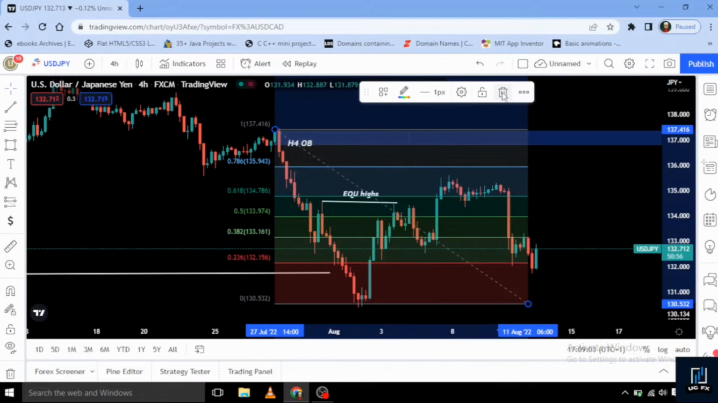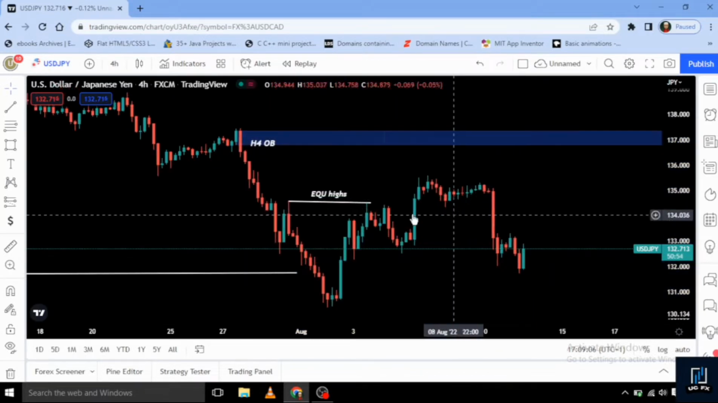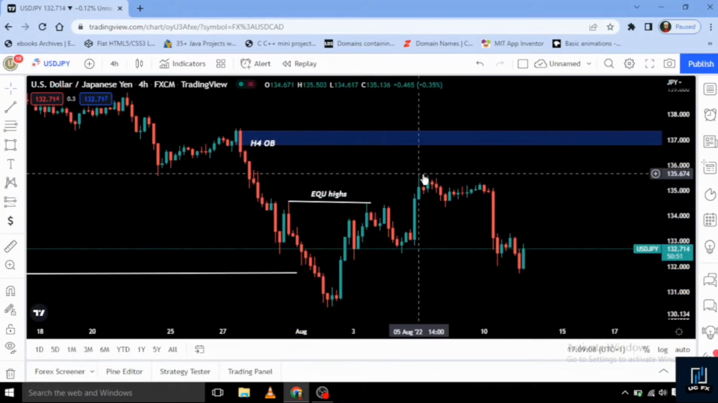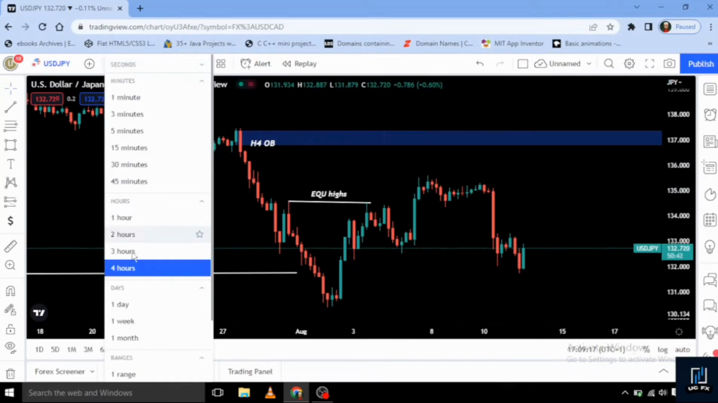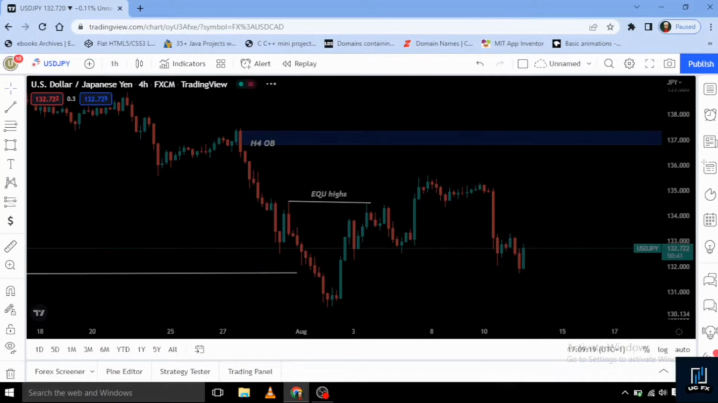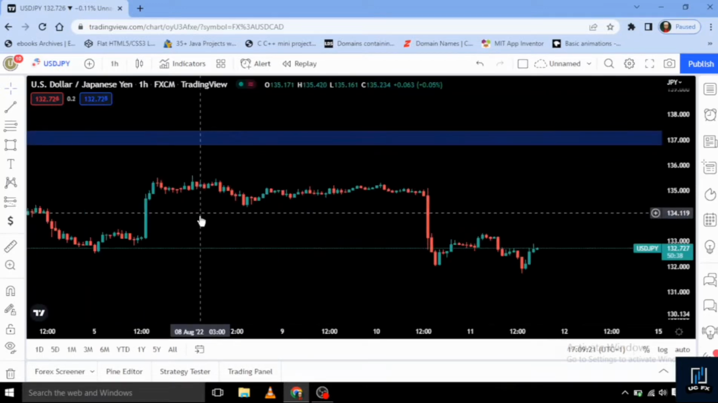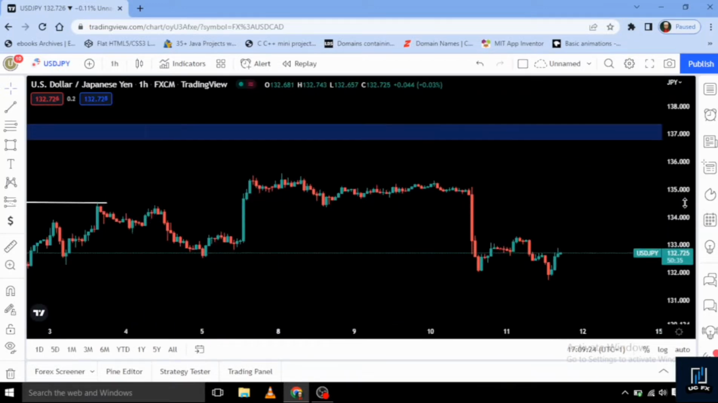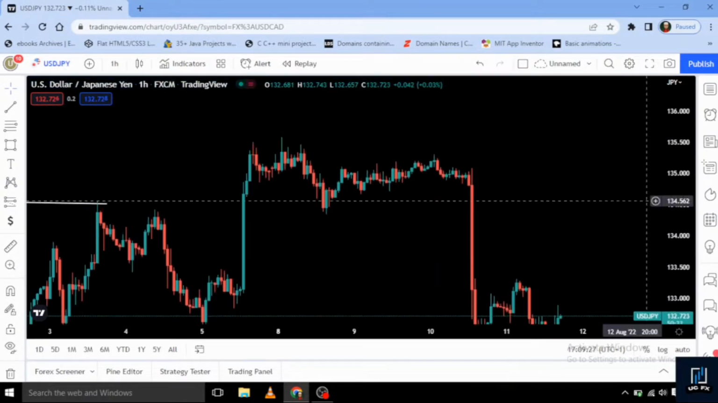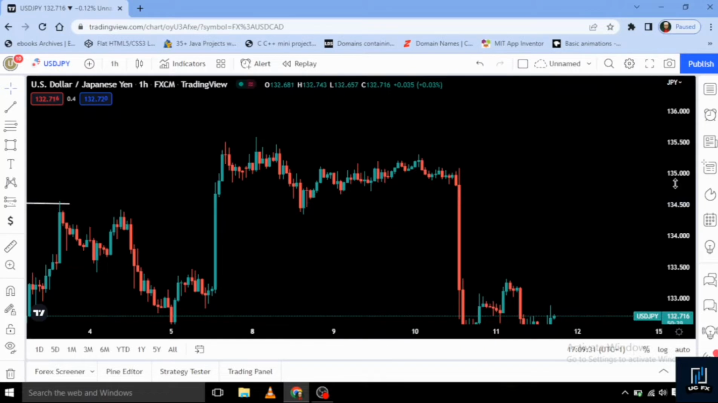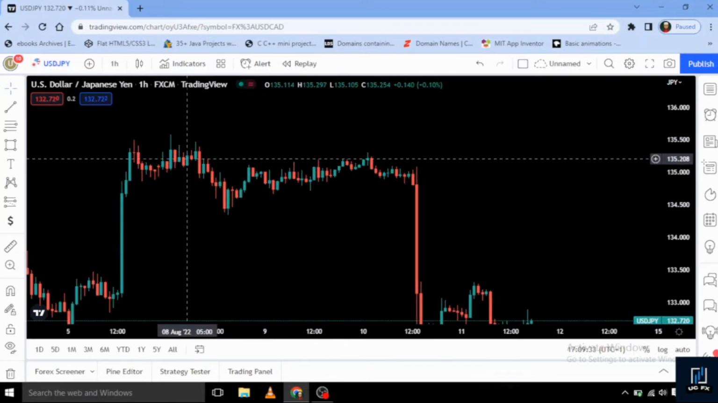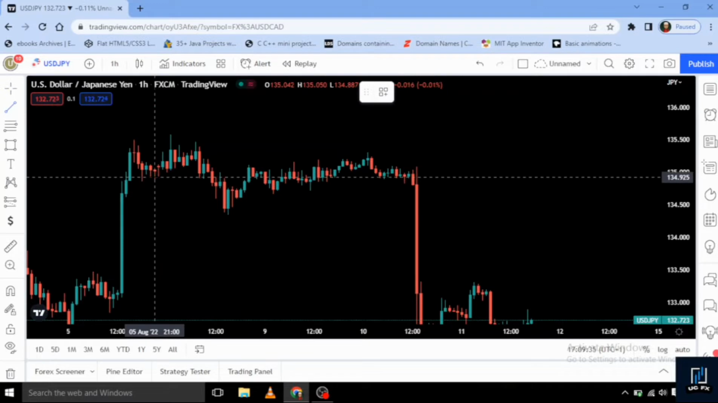So then after that, you now need to go down to your lower time frame. After price tapped into our discount level, you now go down to your H1 time frame to refine and get more tiny stop losses, to get more tiny or sniper entries. So here on the H1 time frame, after price tapped into this discount level, we had a break of structure.